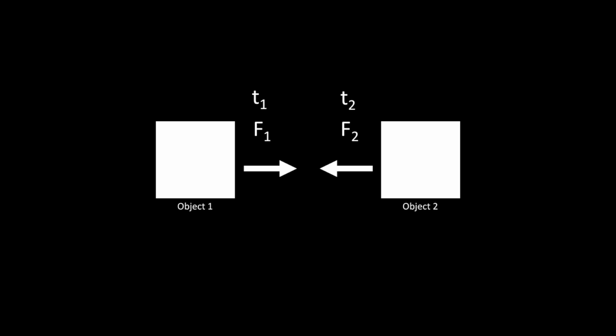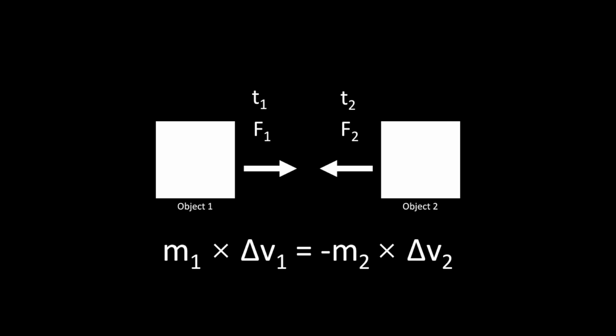We already know that the impulse experienced by an object is equal to the change in momentum of the object. Thus, it can be reasonably inferred that the objects also experience equal and opposite momentum changes, which can be stated as m1 times delta v1 equals negative m2 times delta v2.